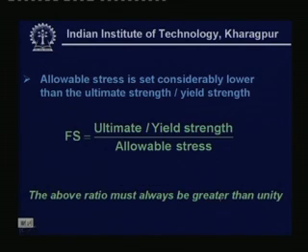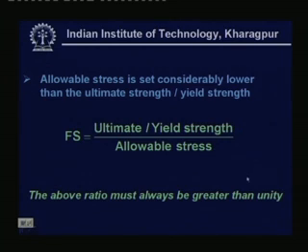Now, how do we define the allowable stress? This allowable stress, as I have told you just now, is set considerably lower than the ultimate strength or the yield strength. So, we define F, which designates the factor of safety, as the ultimate or yield strength divided by the allowable stress.